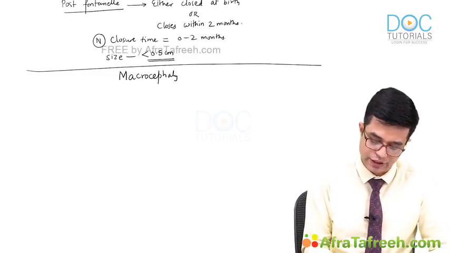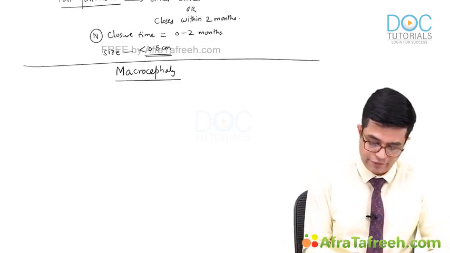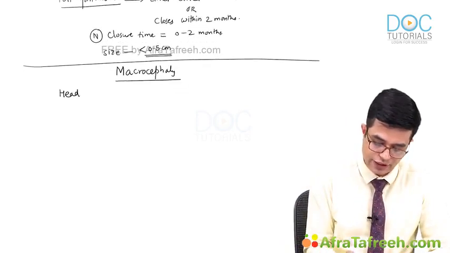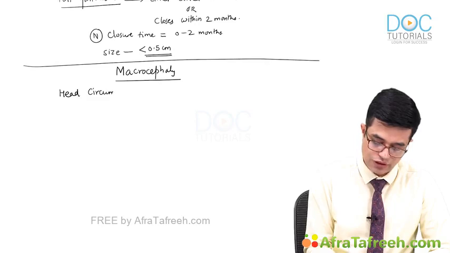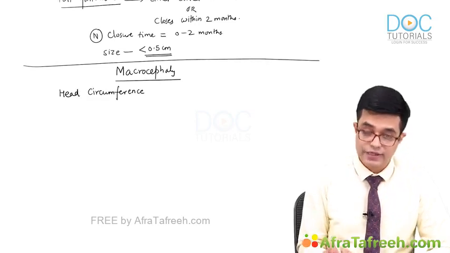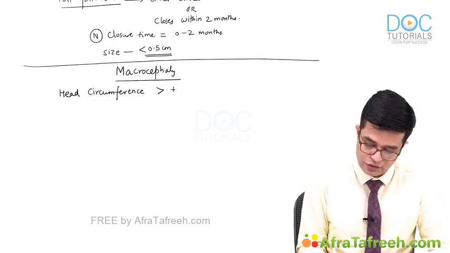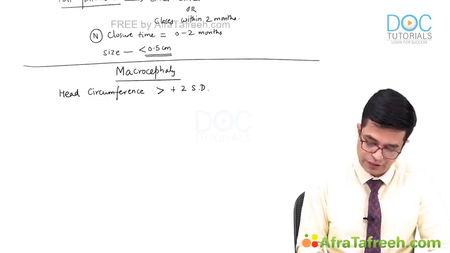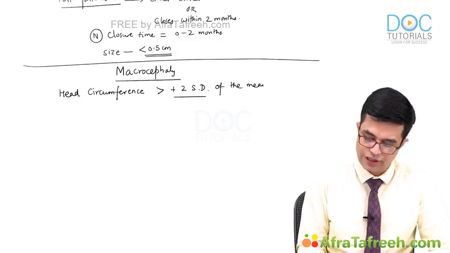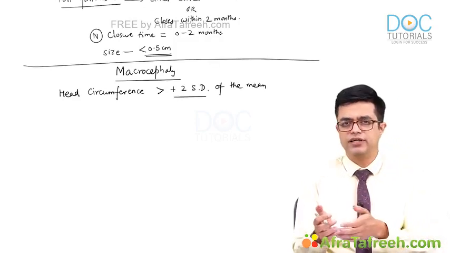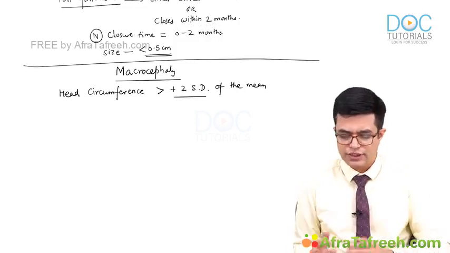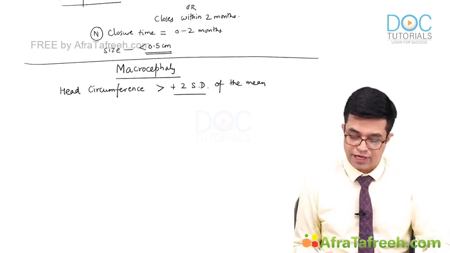Macro means large head. So what is the definition? Whenever the head circumference of a child, also called occipitofrontal circumference, is more than +2 standard deviation of the mean. So you take the measurement and then you plot it on an age-related chart. If it is more than +2 standard deviation of the mean, we say it is macrocephaly.